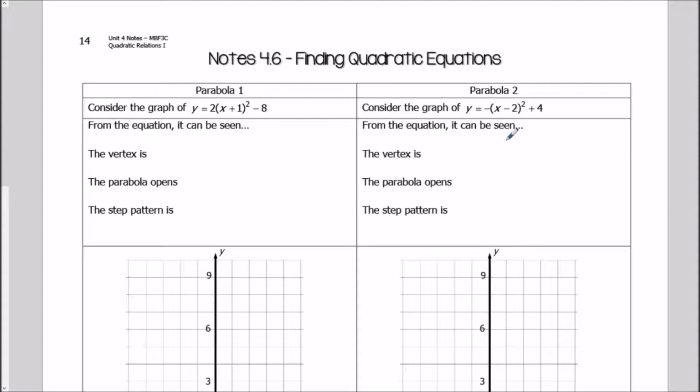So we've got two parabolas, and we're going to look at all the key information that we have for each one of our parabolas. So the first parabola that we see here says, consider the graph of y equals 2 times x plus 1 squared minus 8.